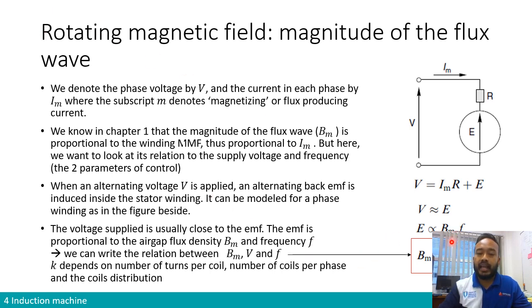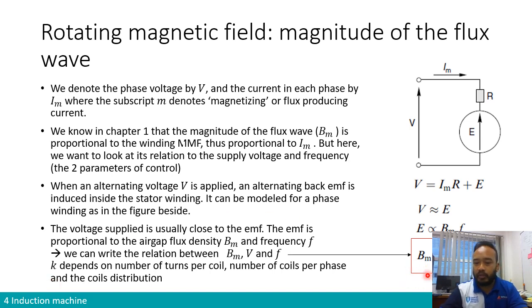So what is K? K is a parameter that depends on the topology of the machine. It depends on the number of turns per coil, for example, in one slot, in one phase, how many turns do you have, and then how many coils do you have across the machine per phase, and then what is the coil distribution? There are different types of coil distribution. We are not going to discuss those details for the moment in this particular subject. It is going to be the subject of advanced electrical machine design.